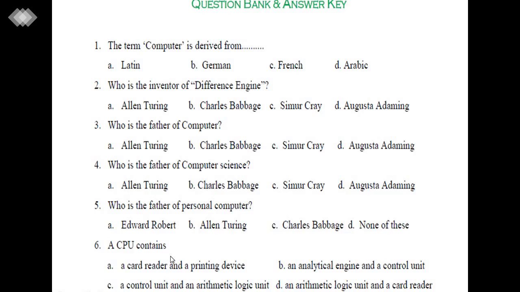Now next question is, who is the father of personal computer? Here are Edward Roberts, Alan Turing, Charles Babbage, or none of these. So these are the questions which are based on our quiz. Then the next question is question number 6. A CPU contains a card reader and a printing device, an analytical engine and a control unit, and an arithmetic logical unit, and the last option is an arithmetic logical unit and a card reader.